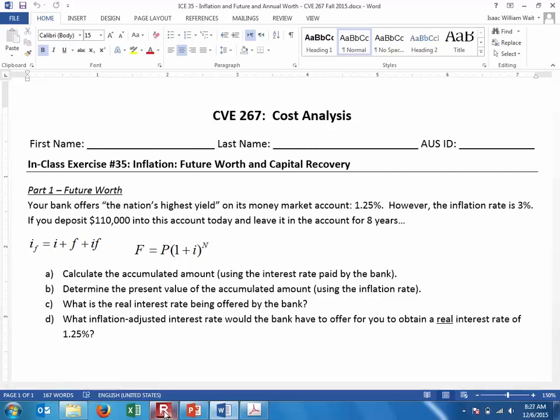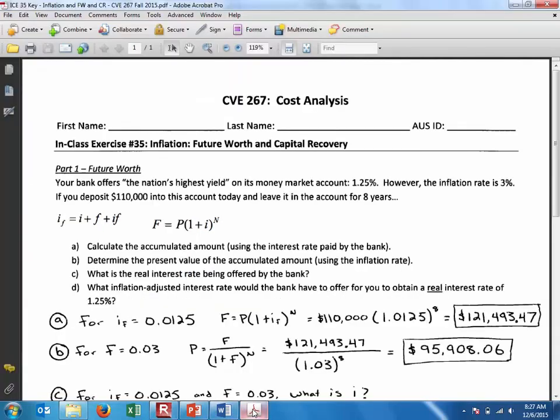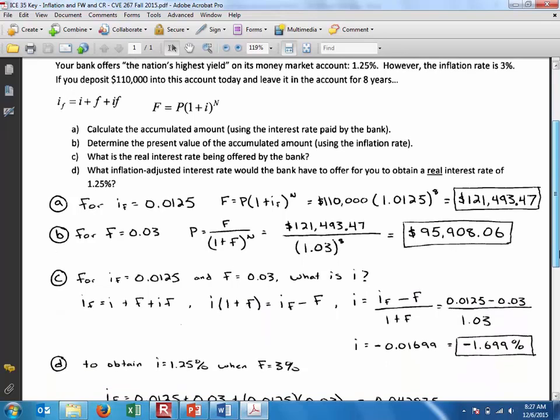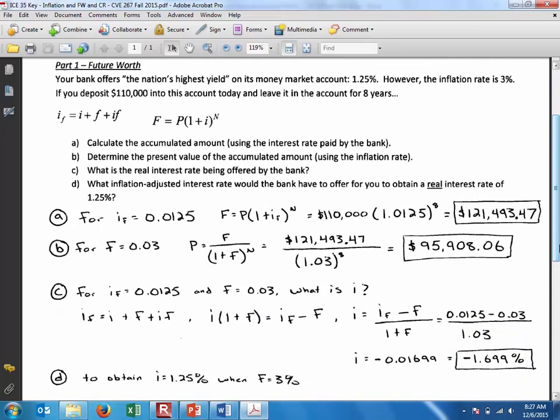So if we switch over here to the solution, I think as I was walking around, everyone was getting it just fine. 121,493, all right? And so if we have that number of dollars in the account, the question is, what is it worth in today's terms? We have to discount using the inflation rate, f, because it's the inflation rate that governs the relationship between the actual purchasing power in the future versus now.